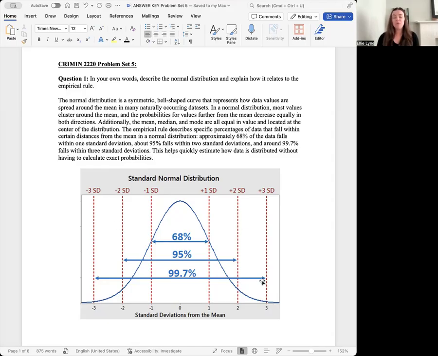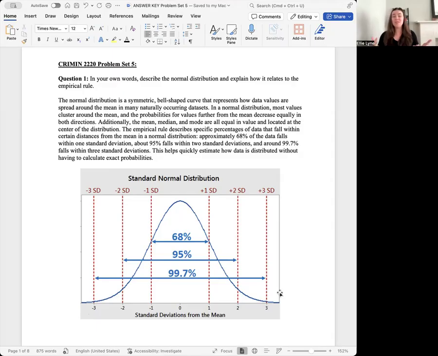And lastly, we would expect approximately 99.7% of our observations or values to fall within 3 standard deviations of our mean within the context of a normal distribution. So that's the vast majority, obviously, nearly 100%, but we're still accounting for the fact that it is possible that a value could fall more than 3 negative standard deviations away, or more than 3 positive standard deviations away.